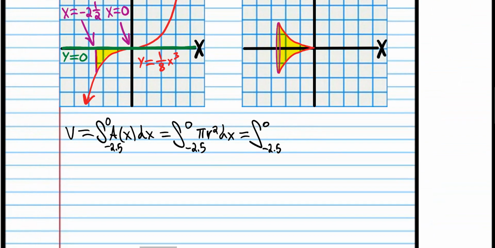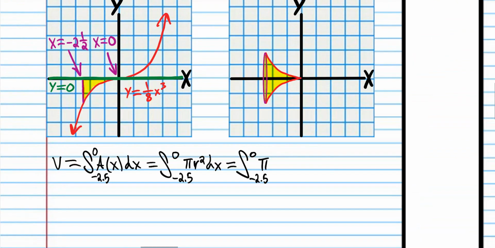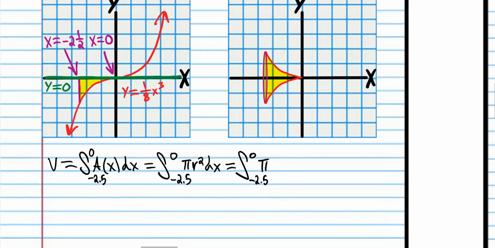So what is r? Well, r is just the equation of the red graph. It's just 1/8 x cubed, and you have to square it because that's the radius.